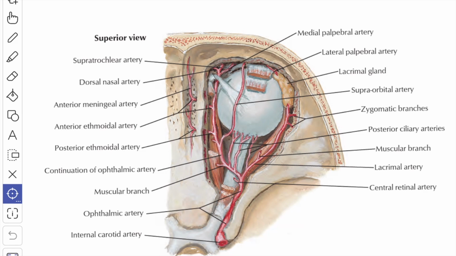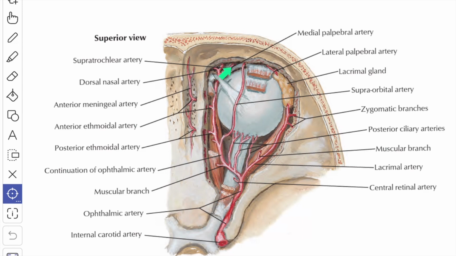The recurrent meningeal artery passes through the superior orbital fissure and then it anastomoses with the middle meningeal arteries. The next group is the branches along the medial wall of the orbit. So the first branch is the posterior ethmoidal artery. So this is the posterior ethmoidal artery to supply the posterior ethmoidal sinuses. Then you have the anterior ethmoidal artery to supply the anterior and the middle ethmoidal sinus and also the anterosuperior parts of the lateral wall and the septum of the nose.